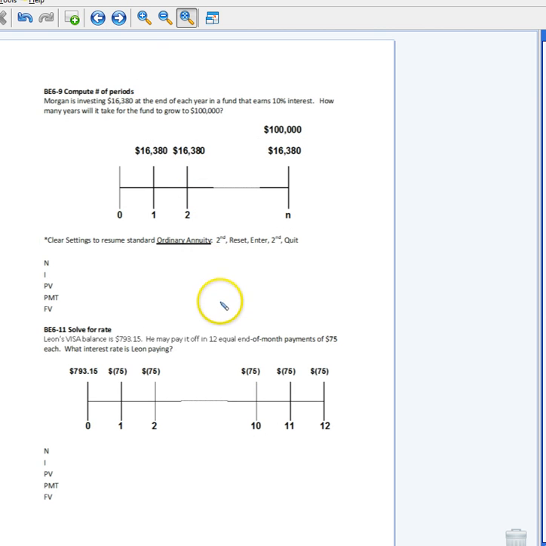Okay, and likewise on these annuities, we could also solve for the number of periods. So clear out your calculator and reset it to be an ordinary annuity. For Morgan, she's going to invest $16,380 at the end of each year. She wants it to grow to $100,000. She thinks she can earn 10%. How long will it take? So we need to compute the number of periods.